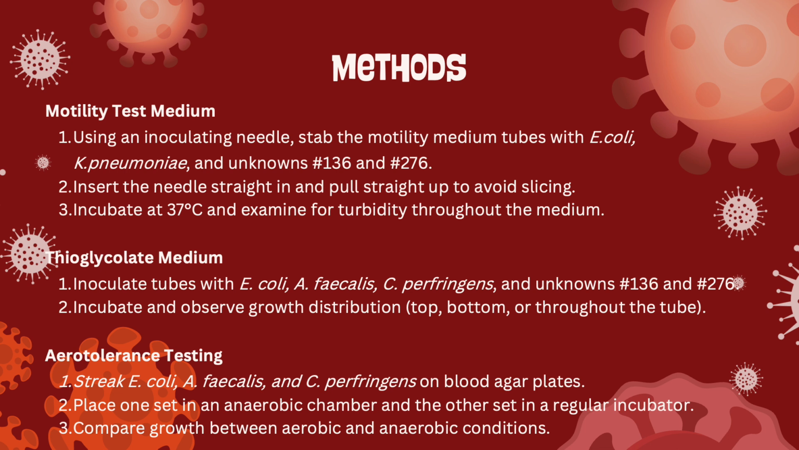For the motility test medium, we used an inoculating needle to stab the motility medium tubes with E. coli, K. pneumoniae, and unknowns number 136 and number 276. Then we inserted the needle straight in and pulled straight up to avoid slicing. Lastly, we incubated at 37 degrees Celsius and examined for turbidity throughout the medium.